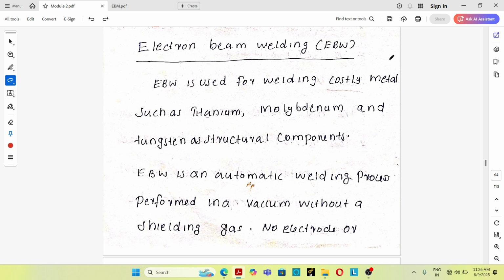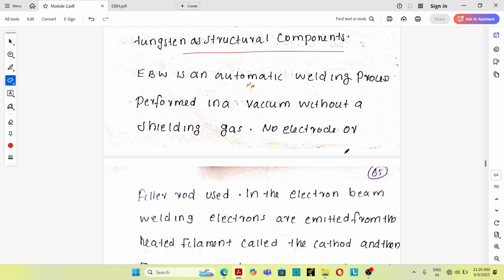Electron beam welding processes are commonly used for welding costly metals such as titanium, molybdenum and tungsten as structural components. See, electron beam welding is a completely automatic welding process performed in a vacuum without a shielding gas. The reason is, if it is not performed in a vacuum, there is a chance that very fast moving electrons collide with air molecules and the energy of the electrons will be reduced.